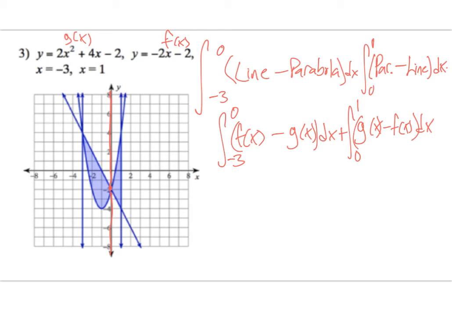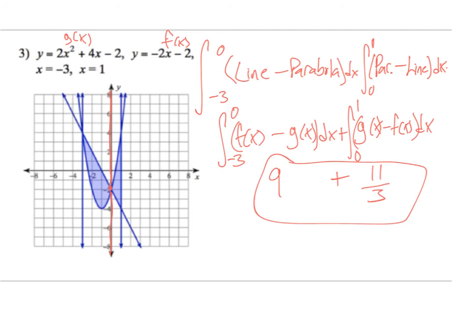So when I put this into Desmos, we get 9 for the first part. And for the second part, we get 3 2/3, which is going to be 11 over 3. That's my final answer.